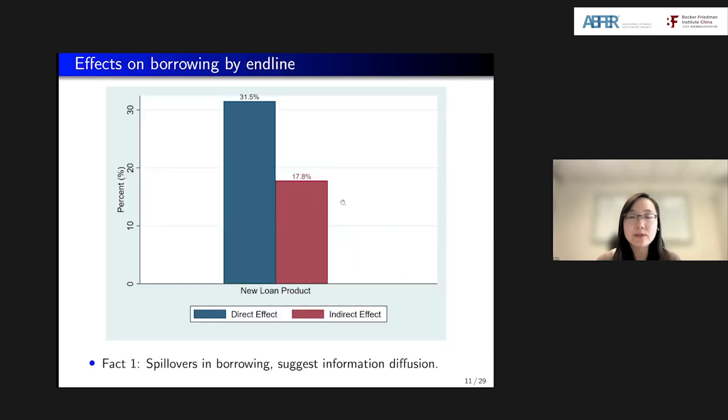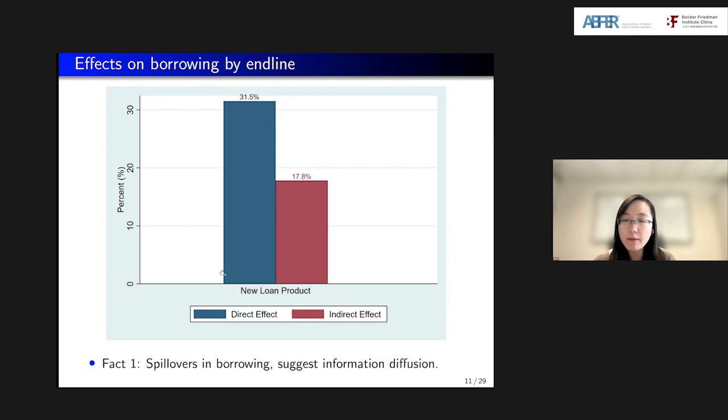Okay, so first let's look at the impact of our intervention on borrowing outcomes. This figure shows the borrowing results by the endline, and we can see that treated firms are about 31.5 percentage points more likely to borrow, and this indicates a big treatment effect.